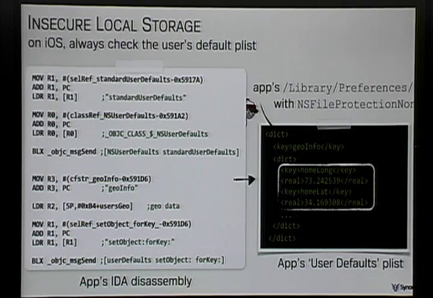And unfortunately, a lot of times we see geolocation information stored in this file. So I normally skip the disassembly and just go look at this file to see, hey, is there anything in here that shouldn't be? And if you basically go into the app's Library/Preferences directory and look at this file, that's just the easiest way to see.